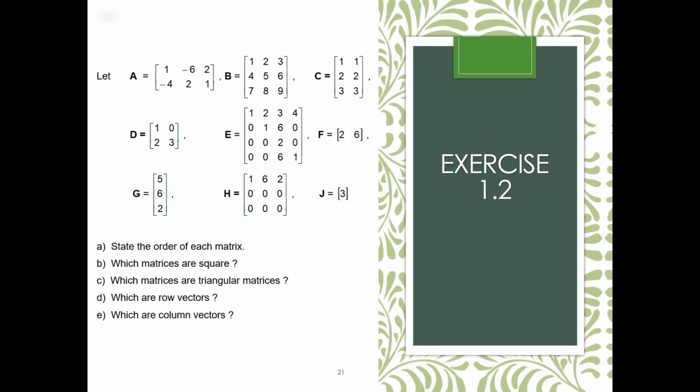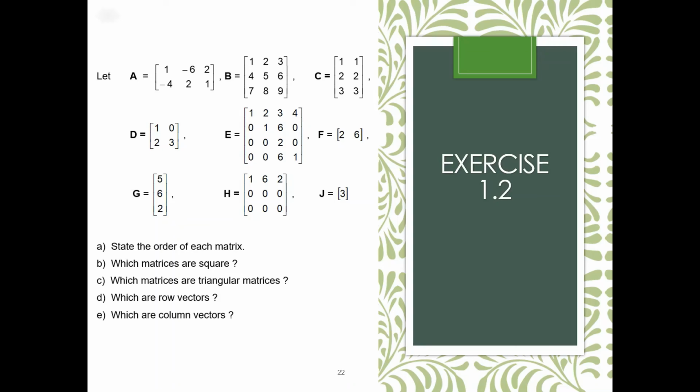Let's do exercise 1.2. Given matrices A, B, C, D, E, F, G, H, and J. A. State the order of each matrix. B. Which matrices are square? C. Which matrices are triangular? D. Which are row vectors? And E. Which are column vectors?